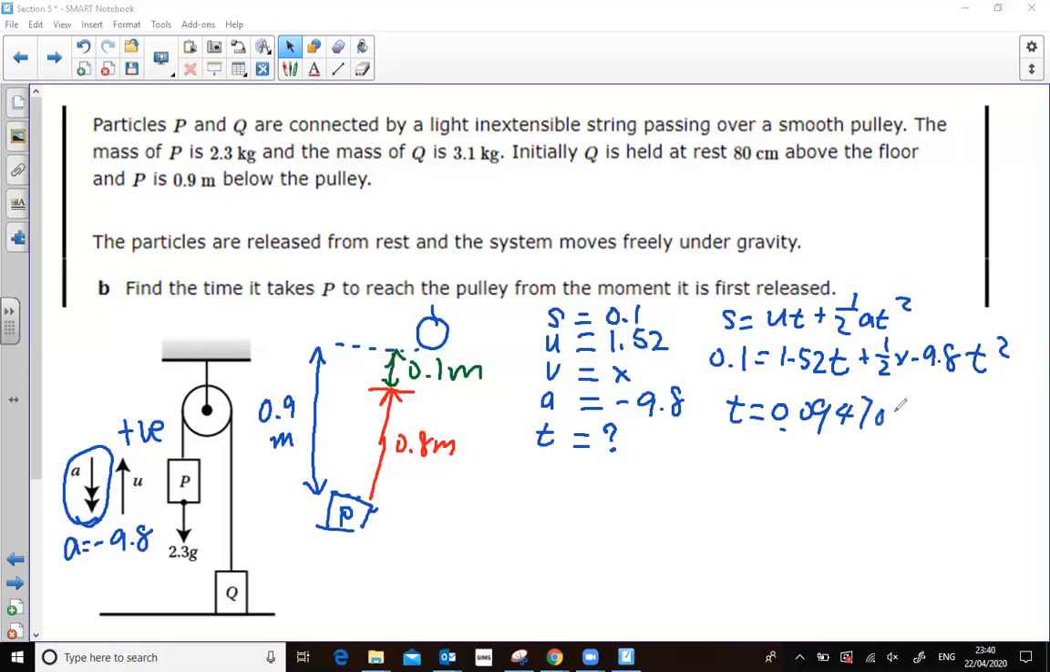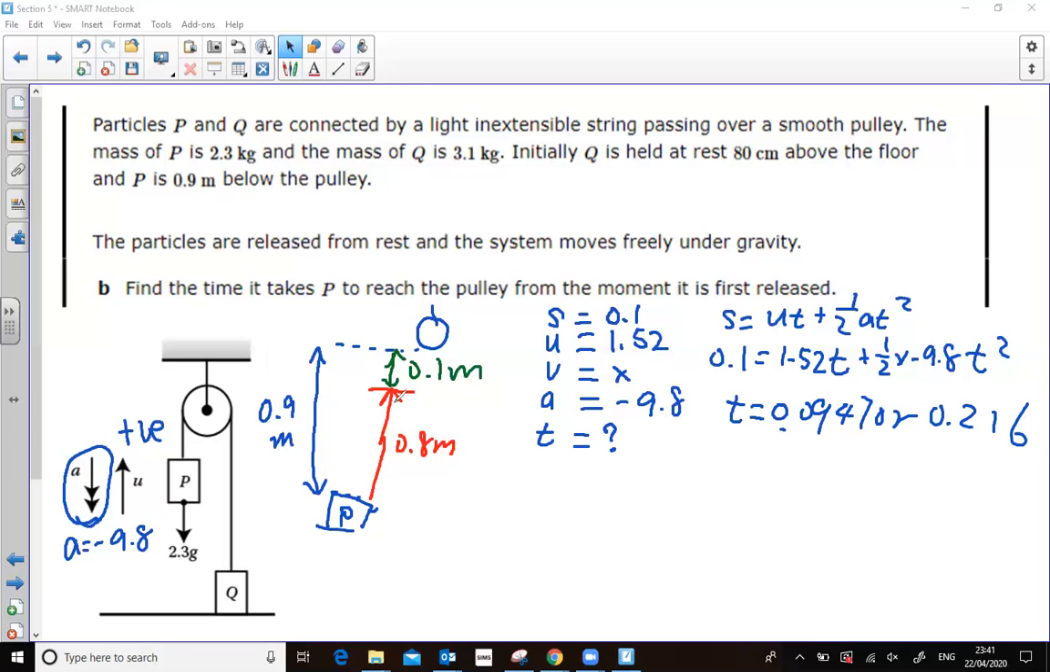0.0947 or 0.216. Right. So now, which answer are we going to use? Well, if you think, what would happen?